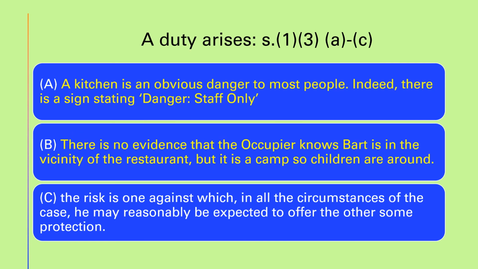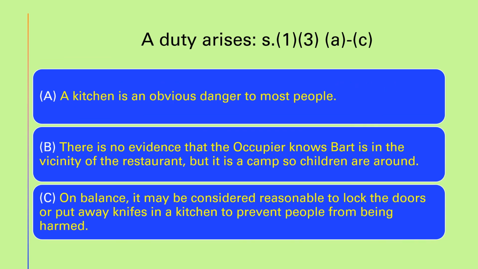The second one leaves a little bit more in terms of analysis. There's no evidence that the occupier knows Bart particularly is in the vicinity of the restaurant or the kitchen, but it's a camp, so you could reasonably assume that children are around at all times. So on balance, it might be considered reasonable to lock the doors or put away the knives in the kitchen, or indeed other dangerous objects we can find in the kitchen: stoves, worktops, fridges, all those kinds of things could be considered dangerous and there's some way of harm. So we need to make sure you can't access this and prevent people from being harmed.